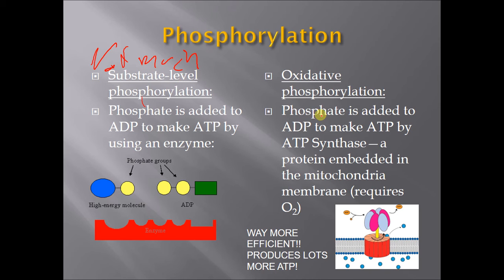Oxidative phosphorylation is when phosphate is added to ADP to make ATP by ATP synthase, a protein-embedded pump in the mitochondria. Lots of ATP are made through this step. Glycolysis and the citric acid or Krebs cycle only make ATP the other way. That's why they can't make a lot. We'll show you. But they do make a lot of NADH and FADH2.